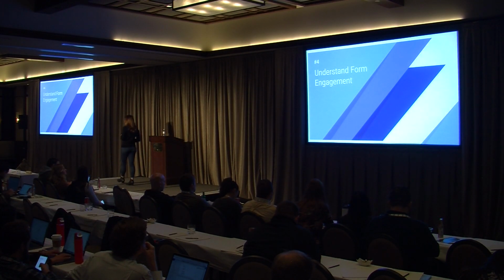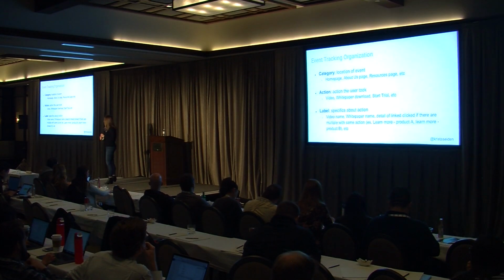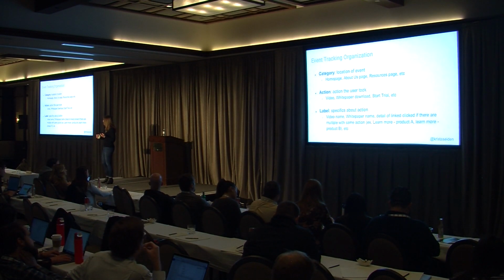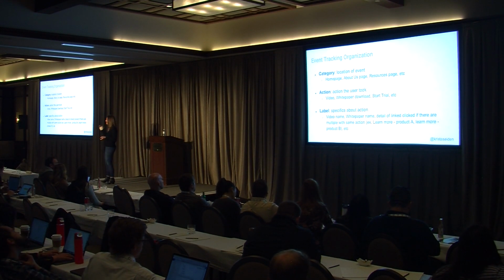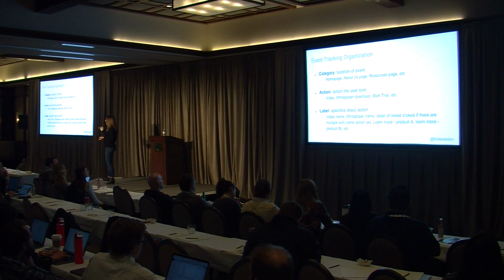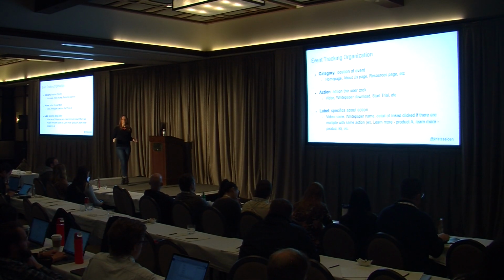Understanding form engagement. Now, I mentioned event tracking earlier. I love event tracking. I think you can get so much more information out of your site by using event tracking, and it's sadly really underutilized by a lot of clients. So, quick refresher for anybody who's not familiar with event tracking. It's a hierarchy in Google Analytics. It's 3 levels. It starts with the category, then it goes action, and then it goes label. Now, the thing about event tracking that is so wonderful is that you can actually use any of these 3 things in any way that you want.